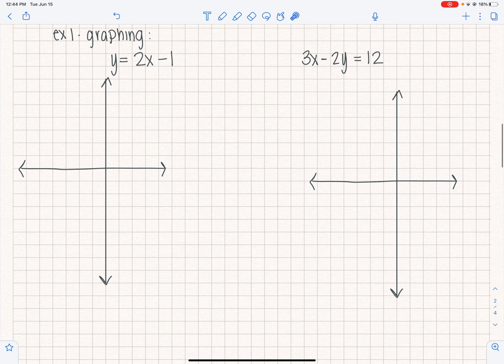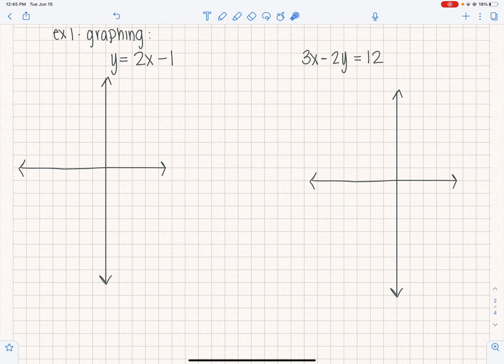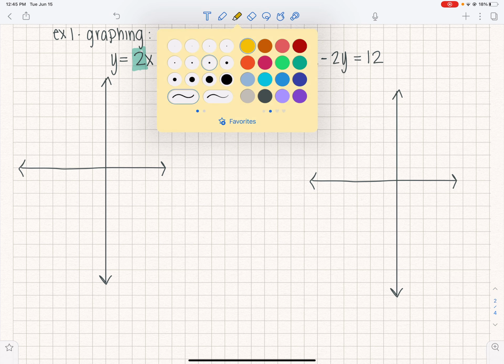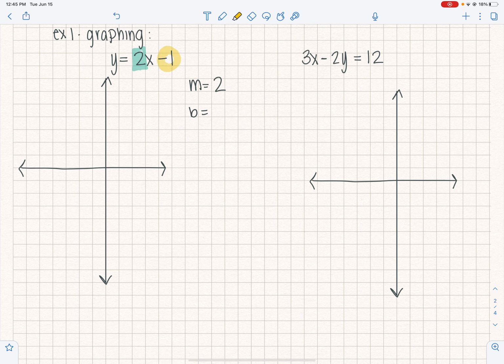So let's jump in and do an example of graphing. So I've got the equation y = 2x - 1. So with that, it is already in slope-intercept form because I have y equals. So I'm able to go straight to my m and b. So m is going to be the number in front of the x. m is going to be 2 in this case. And then b will be the number in the back, or what we call the constant. So that would be negative 1. b as a point would be the point (0, -1).